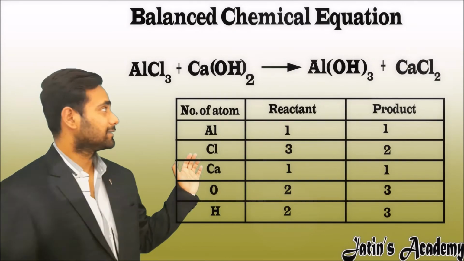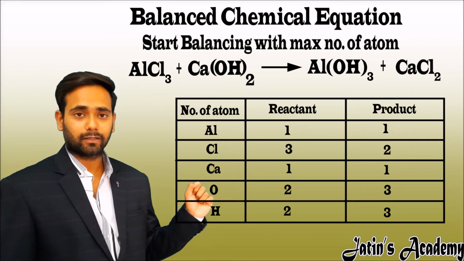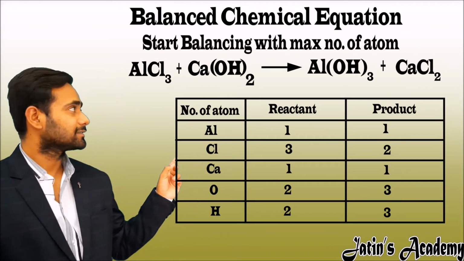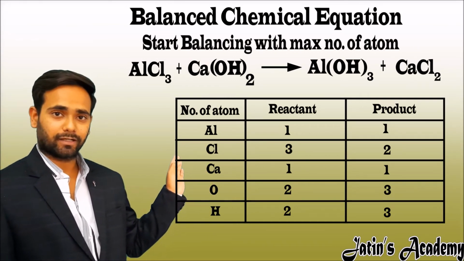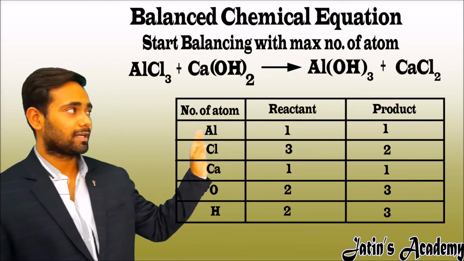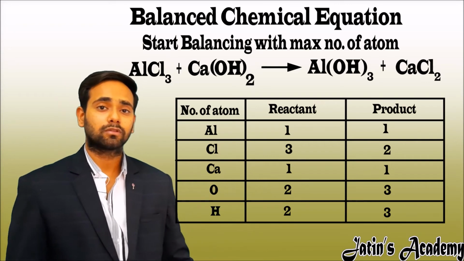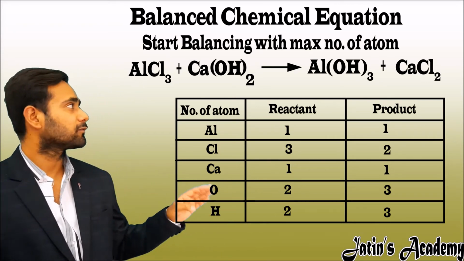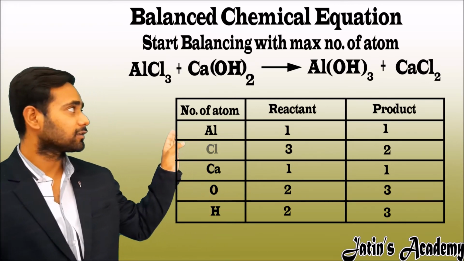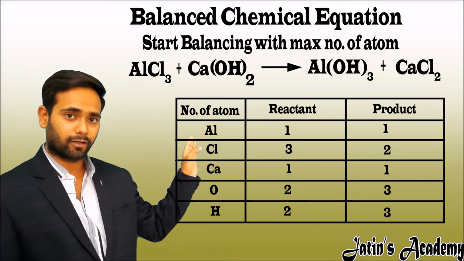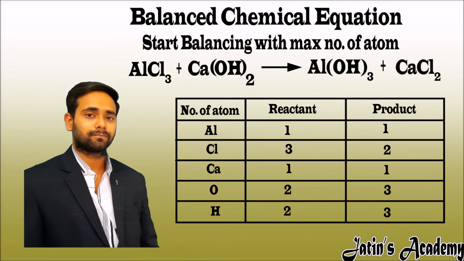Now start the balancing with the maximum number of atoms. Here on the reactant side chlorine is of 3 atoms. On the product side oxygen and hydrogen are of 3 atoms. So which one will we choose? We can choose anything, but for simplicity I am taking chlorine as my starting point to balance the equation.